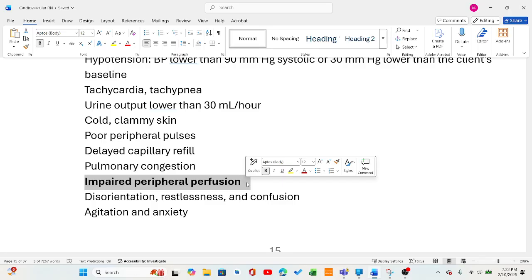Disorientation is also another thing that you should know. And then restlessness and confusion. These are all things that show that we have less oxygen going to the brain. And then also we have agitation and anxiety.